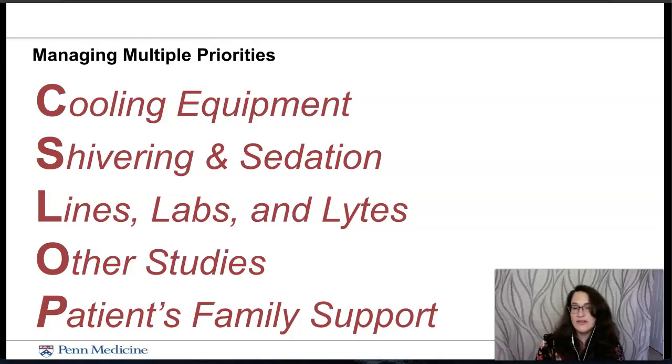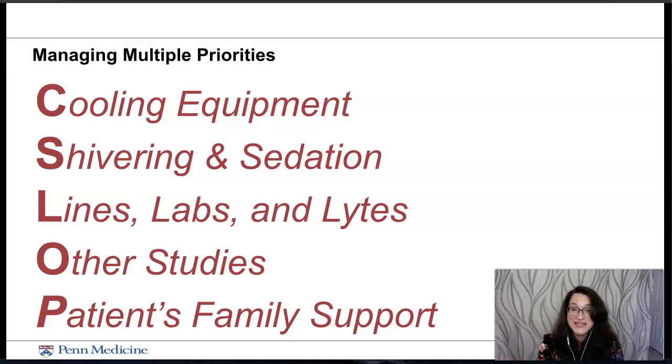And this isn't actually in the pathway, but I thought I'd throw it in there so I can make the word CSLOP. Patient family support. Once we're doing all these other things, is the patient's family in the waiting room? What do we need to communicate to them? How can we simply support them and communicate with them so they understand what we're doing?